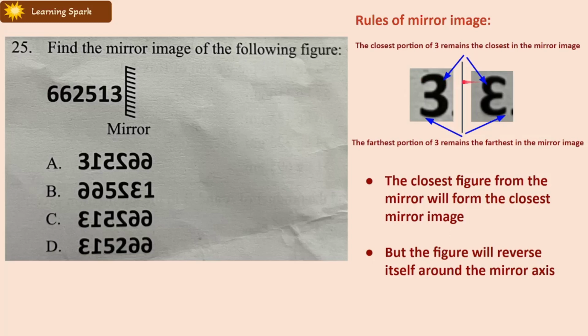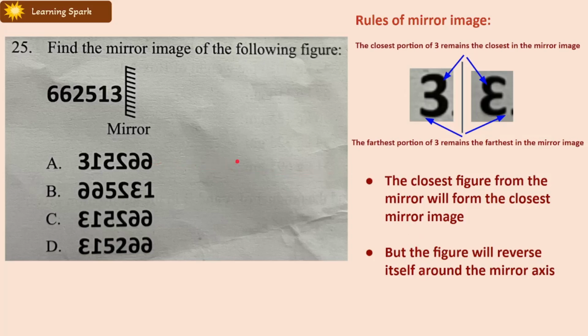Okay, closest from the mirror, and this is the farthest point from the mirror, and in the mirror image also this will be the farthest point from the mirror. Okay, and therefore this whole image gets reversed in mirror image. So with these two rules, now we will look into the options one by one.